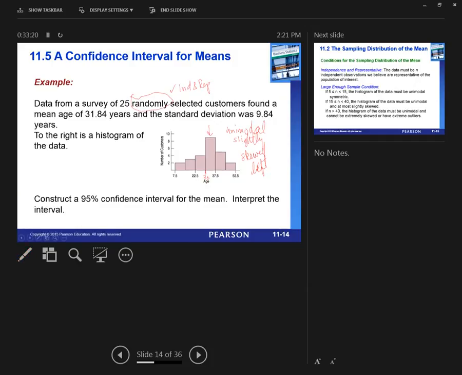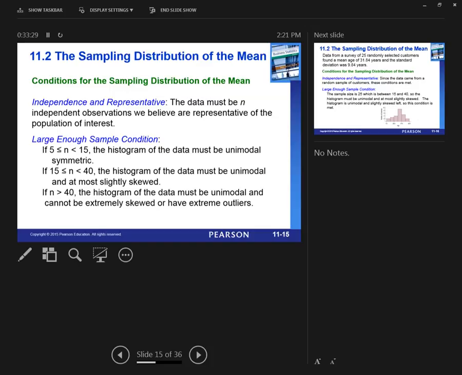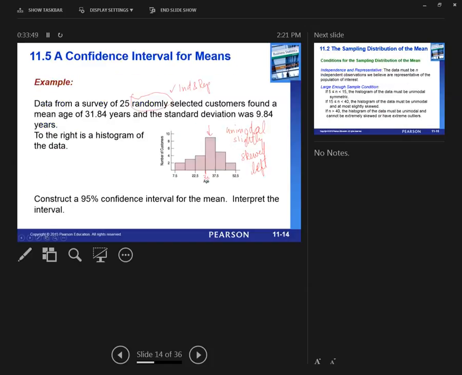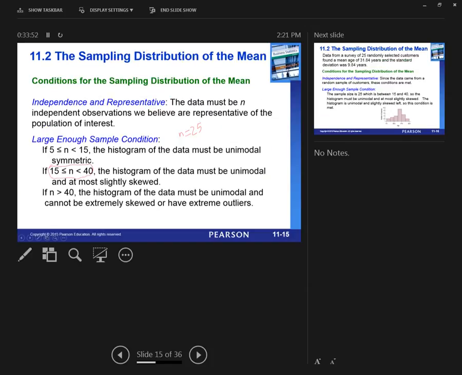It can still be a pretty good sample without being random. So you can still have an independent and representative sample without taking a random sample. Random is best though. Now the large enough sample condition. We have n is 25, so n is 25 fits in here. This says I have to have unimodal and at most slightly skewed. And it was unimodal and slightly skewed left, so that one's met. The other was met because it was a random sample.